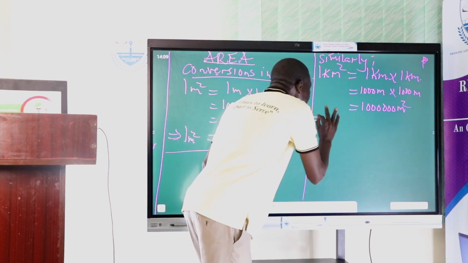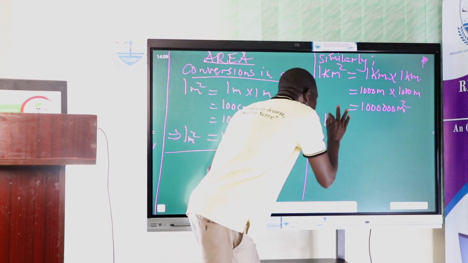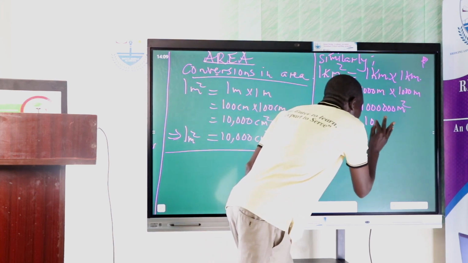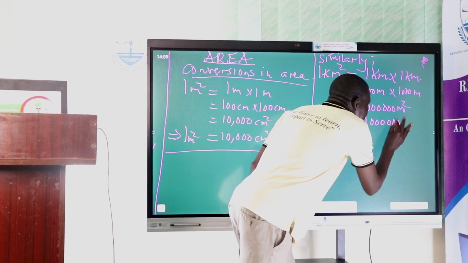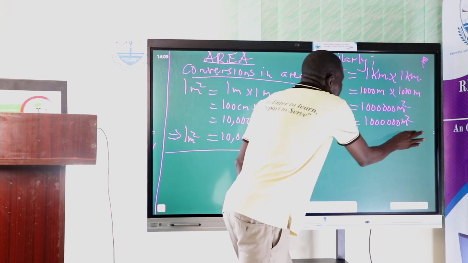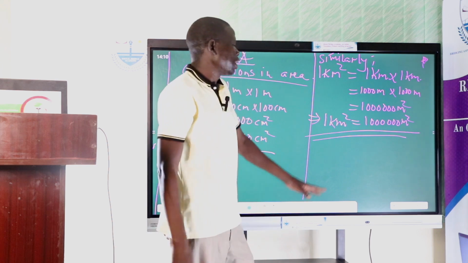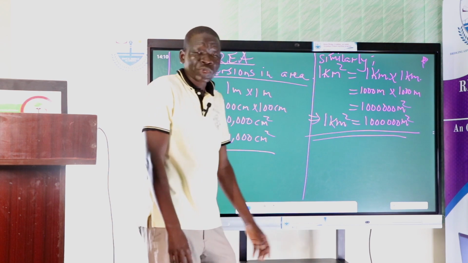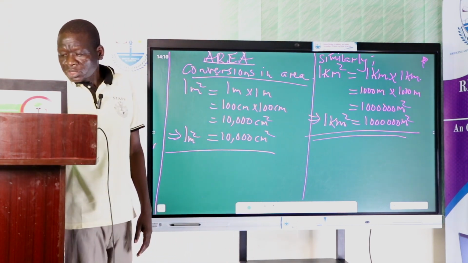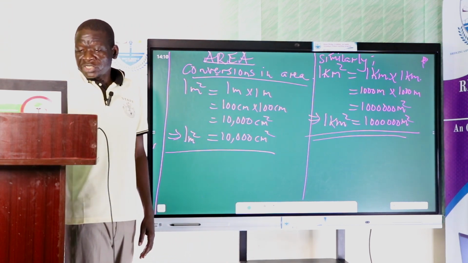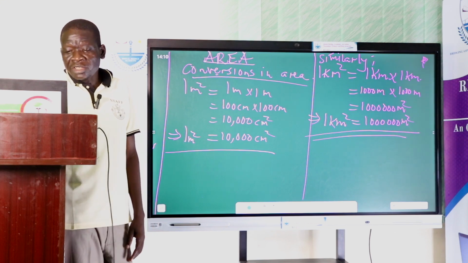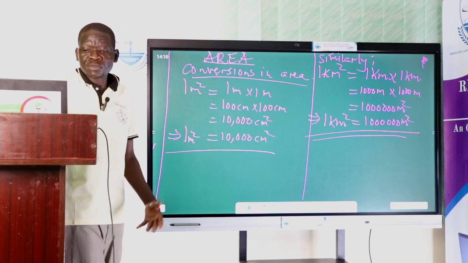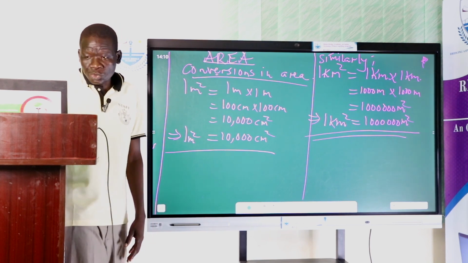So this implies that in only 1 kilometer square, we have 1 million meters square. So this is how we convert kilometer square to meter square. This process happens even for other units, from millimeters to meters, to centimeters, from centimeters to millimeters, and so on and so forth.